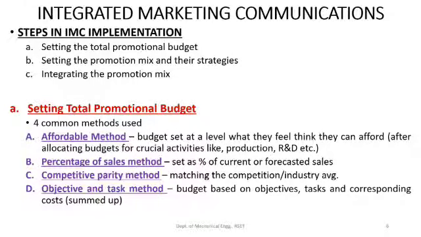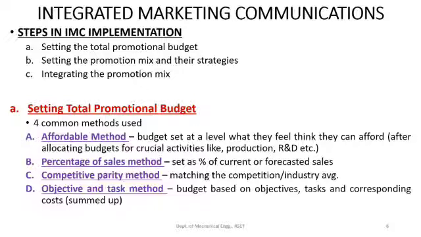Now, for implementing IMC, you have to undergo a three-step process. So there are three steps involved in the implementation of an integrated marketing communication strategy by a company. It starts off with setting the total promotional budget.